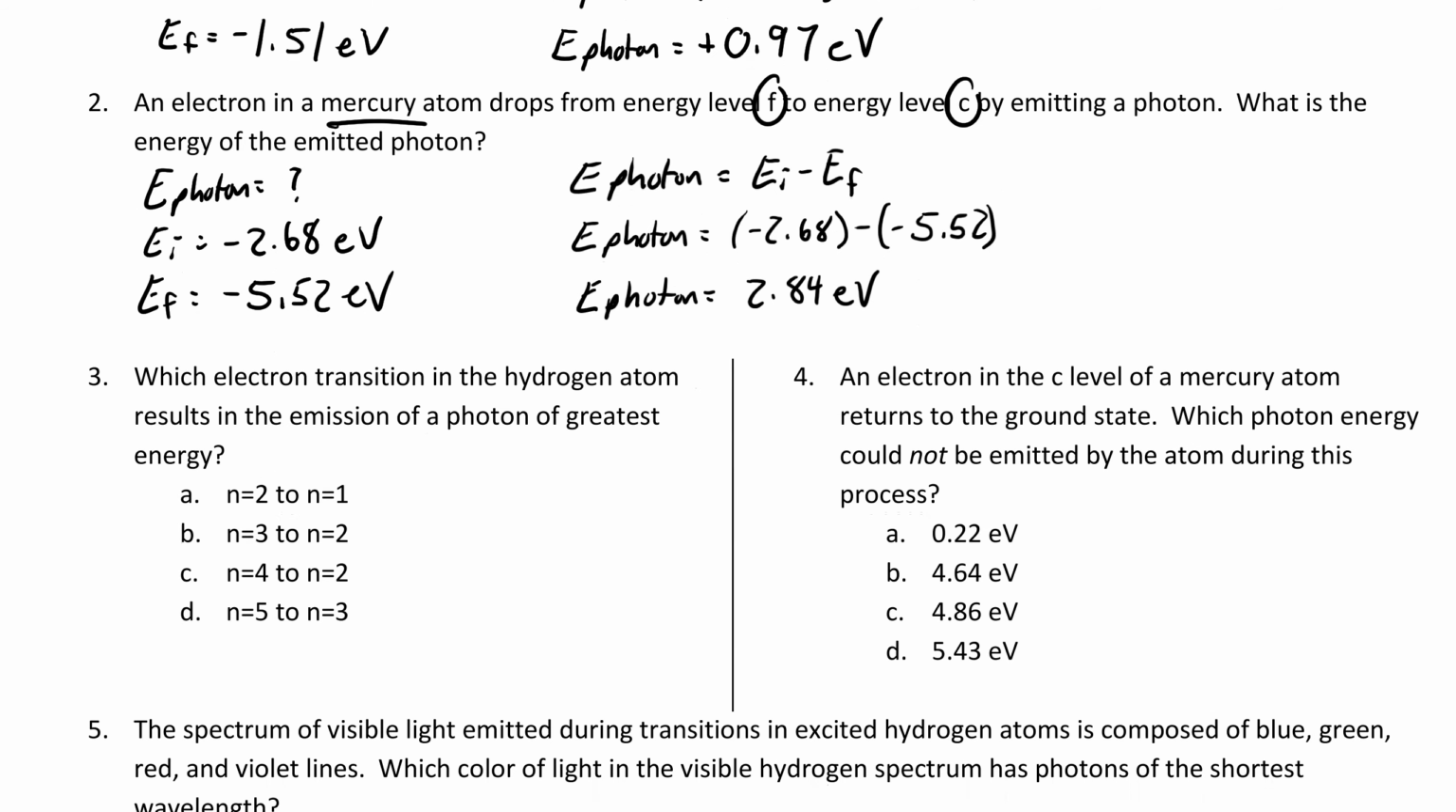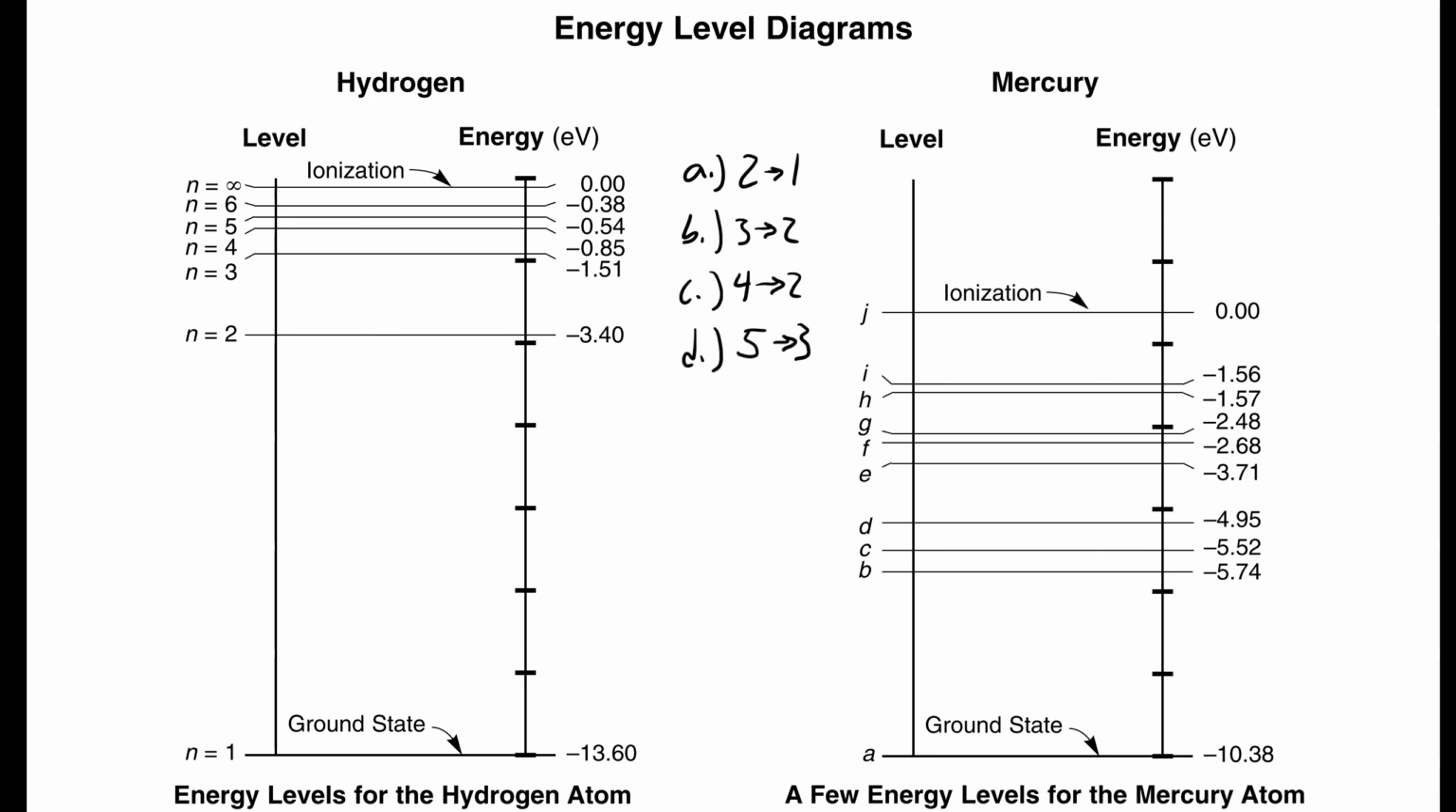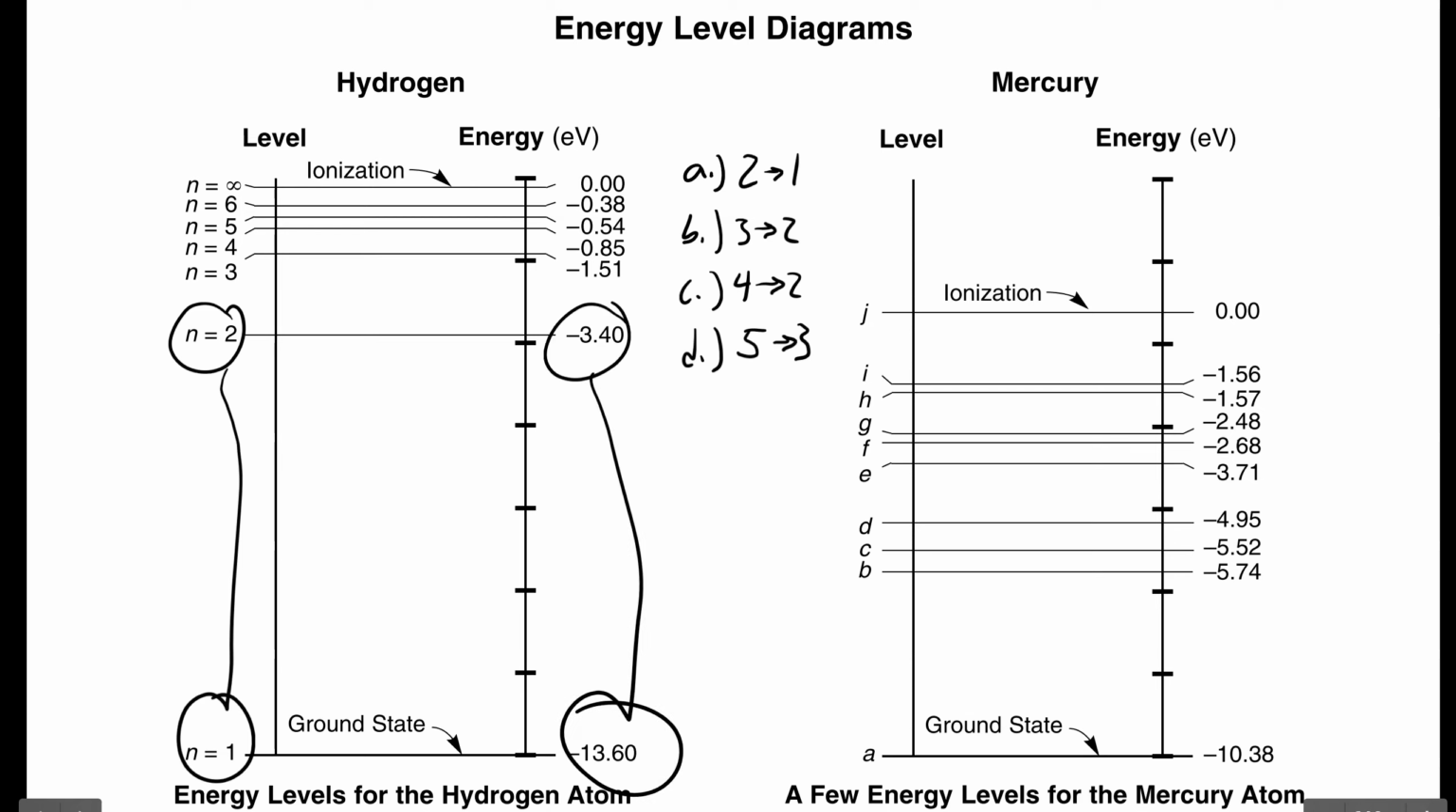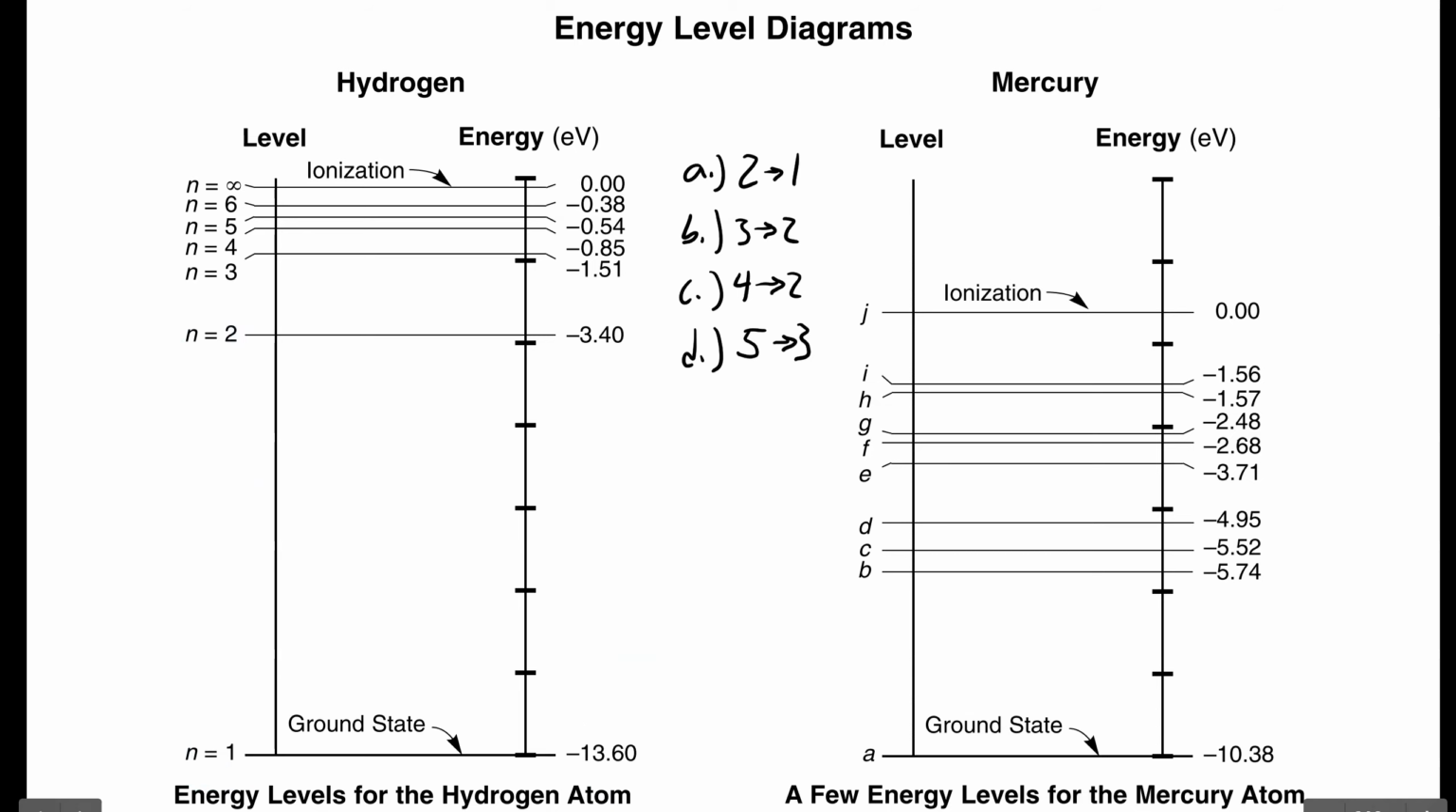Number 3, which electron transition in the hydrogen atom results in the emission of a photon of greatest energy? n equals 2 to 1, 3 to 2, 4 to 2, or 5 to 3. Well, if we were being thorough, we could actually do the math, but if you look at the diagram, choice A says from 2 to 1, that's going to be a lot. We calculated that before. That was about 10 electron volts. Are any of the other choices going to be close to 10? Choice B was from 3 to 2. That difference is not close to 10. And you could see where this is going.